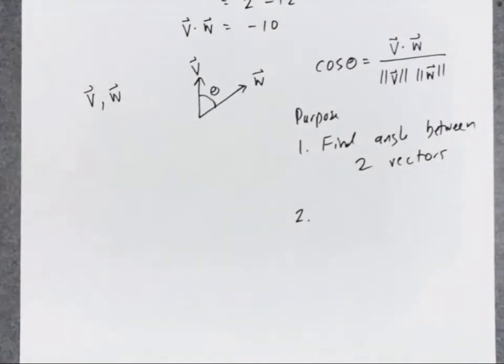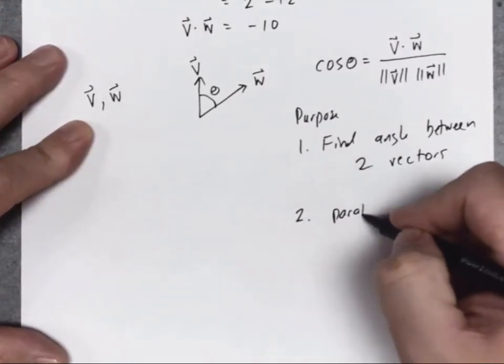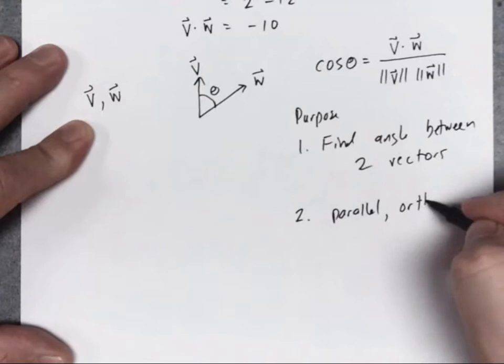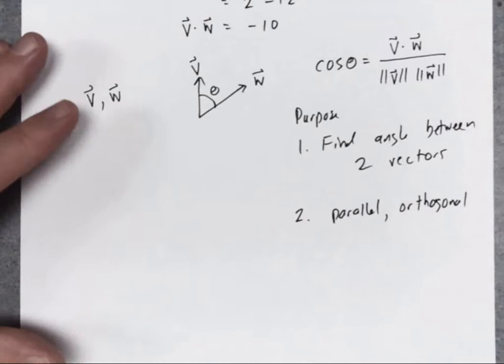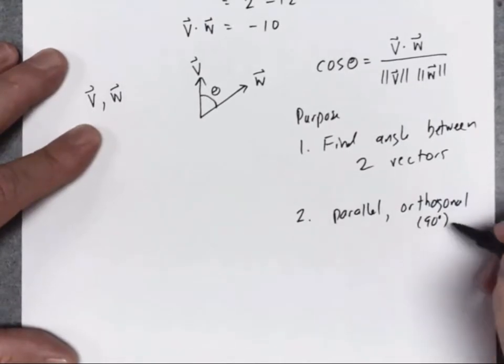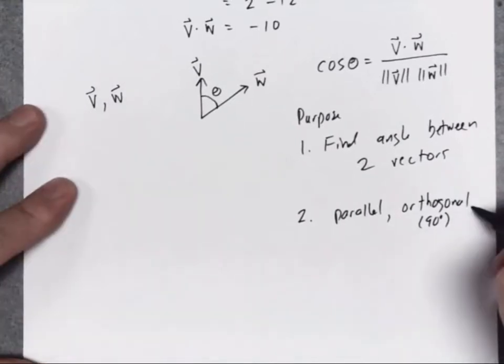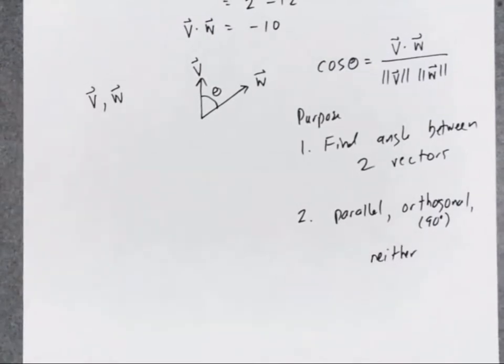Now, the second purpose, which is somewhat related, is that you're going to occasionally have problems where they give you two vectors, and they're going to ask you to answer this question: are those two vectors parallel to each other? Now, this word orthogonal means the same thing as perpendicular. The two vectors, are they 90 degrees apart? But then the third option is neither.